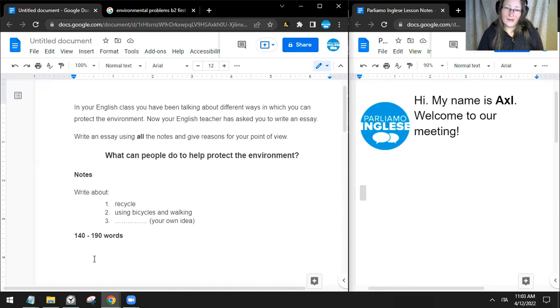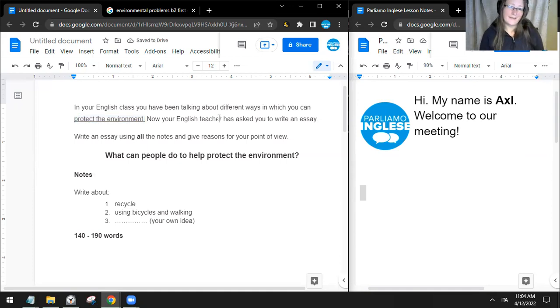Some of these essays have an opinion element, so you're going to have to talk about whether you agree or disagree. So it's really important to know exactly what kind of essay we're dealing with. So: In your English class, you have been talking about different ways in which you can protect the environment. So we know here we're talking about protecting the environment. Now your English teacher has asked you to write an essay.